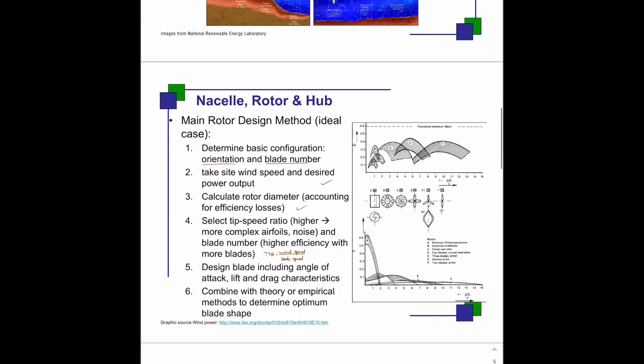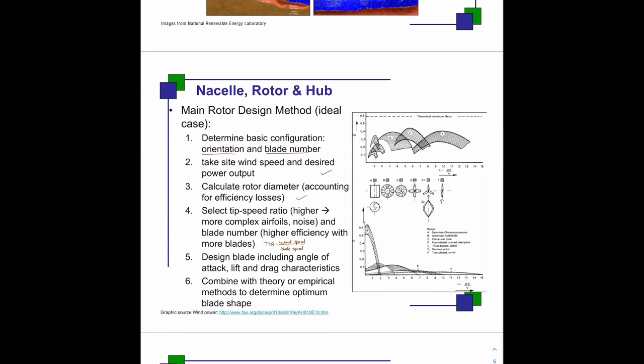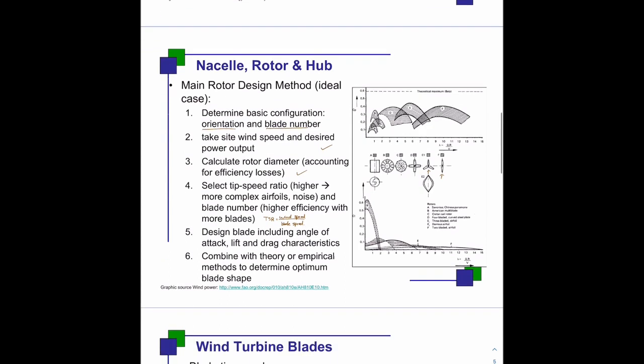Then we have to select tip speed ratio. The higher it is, the more complex the airfoils and noise, of course. And the higher the blade number, we will have a higher efficiency with more blades. So more blades, more efficiency.